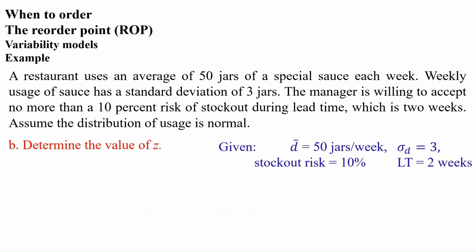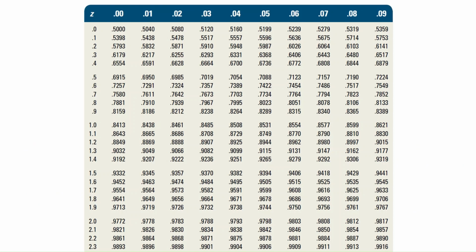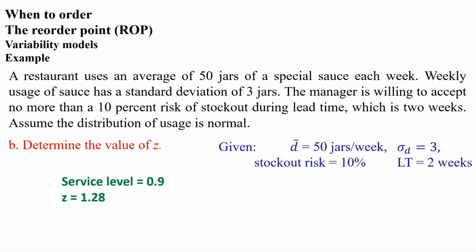To solve the second question, we have to find the service level first, which equals 100 minus the stockout risk, equals 100 minus 10, equals 90%, equals 0.9. In this table find the closest value to 0.9, then find the corresponding value of Z. We obtain Z equals 1.28.